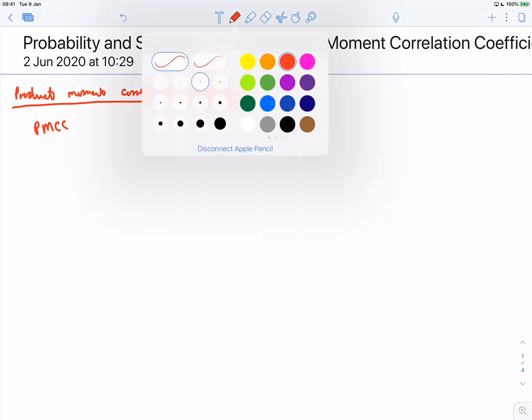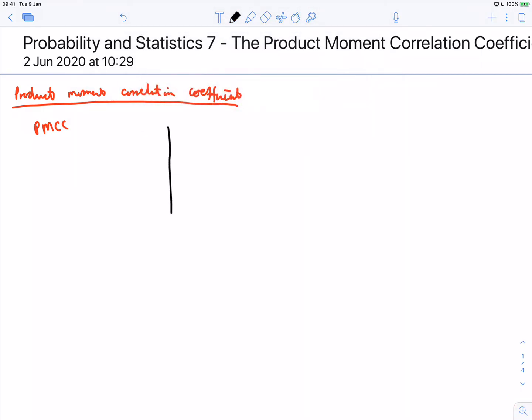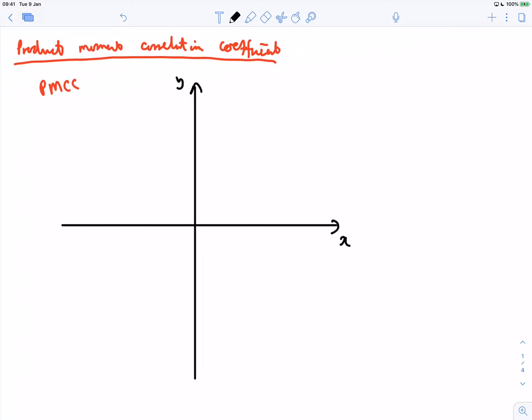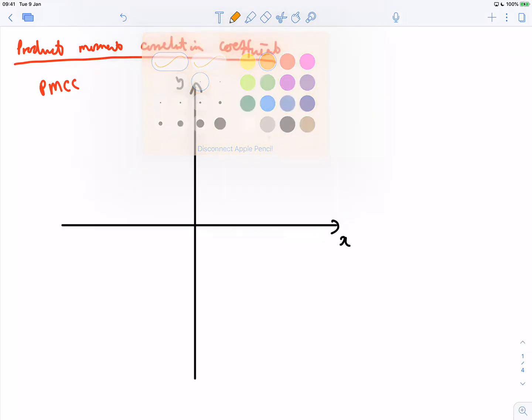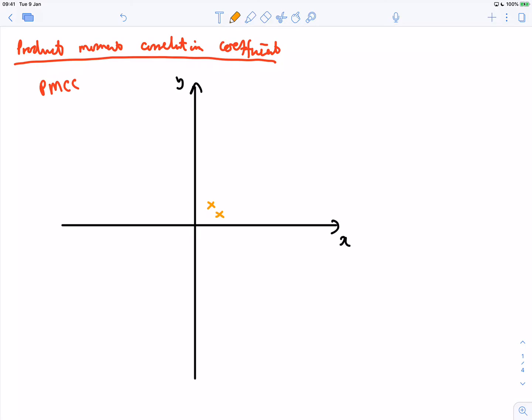Okay, what is it and what do you do? Well, suppose I've got a data set. Let's say this is X and Y, and let's suppose these orange crosses are the data set. Suppose I've got something like this.